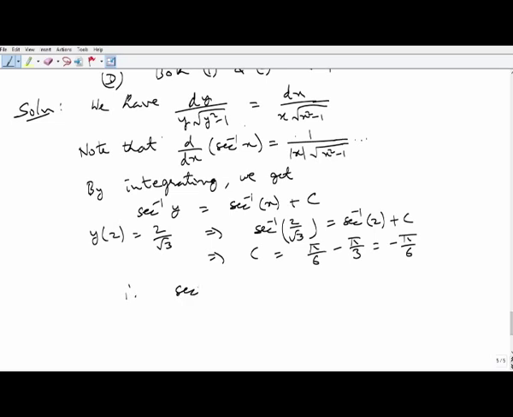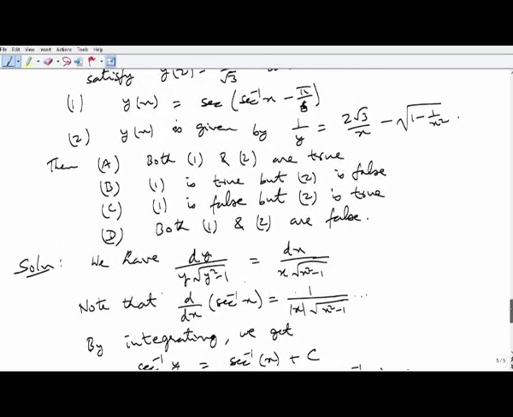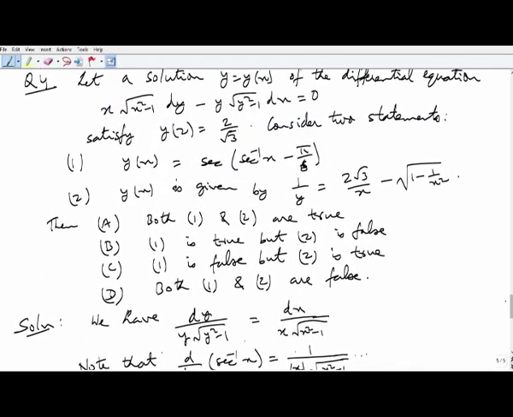So, therefore, we get secant inverse of y is equal to secant inverse x minus pi by 6, which implies y is equal to secant of (secant inverse x minus pi by 6). So, we see that the statement 1 is true. Now, we have to see whether statement 2 is true or false.